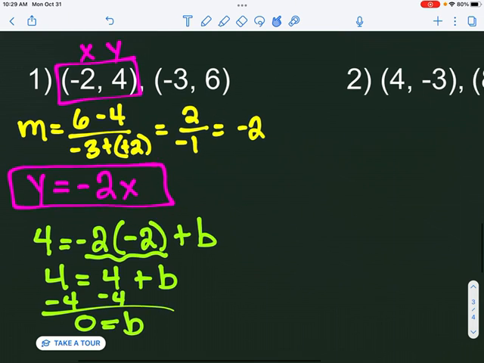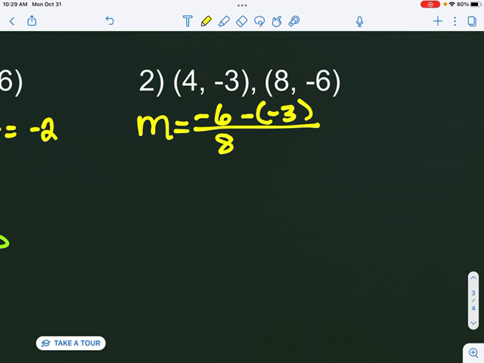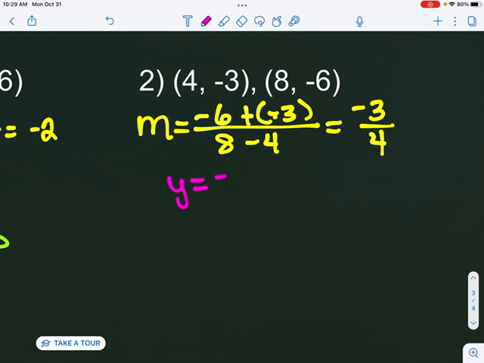All right, so let's try the next one. On this next one, we're going to start off again finding the slope. So I'm going to go negative 6 minus negative 3 over 8 minus 4. So plus a positive. So negative 6 plus 3, that's going to get me negative 3. 8 minus 4 is 4. Now we take that and we start into our equation. So y equals negative 3/4 x.